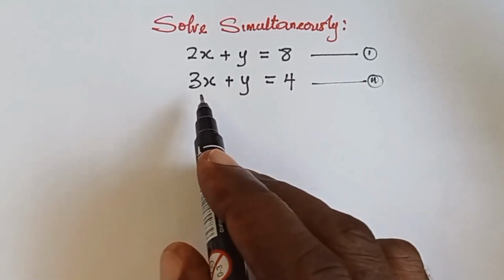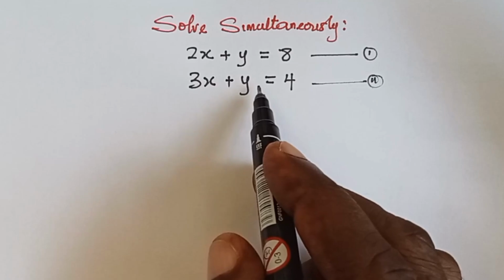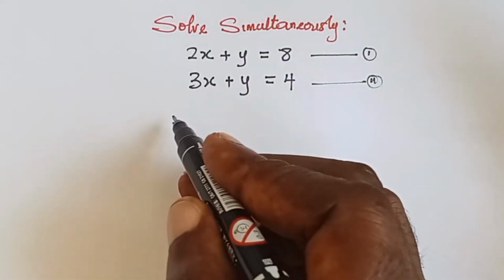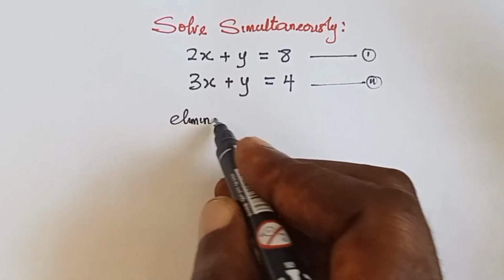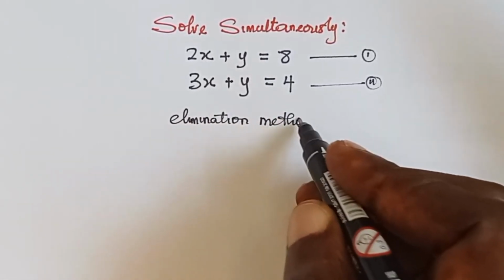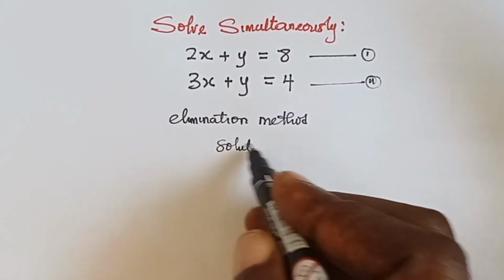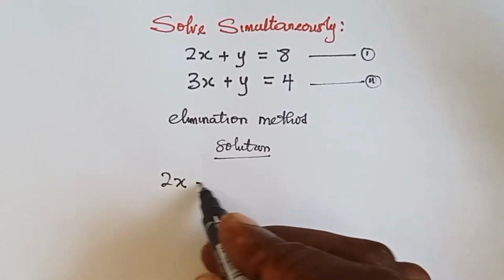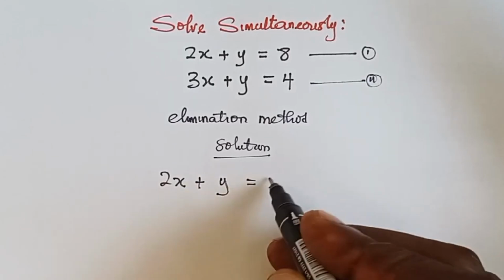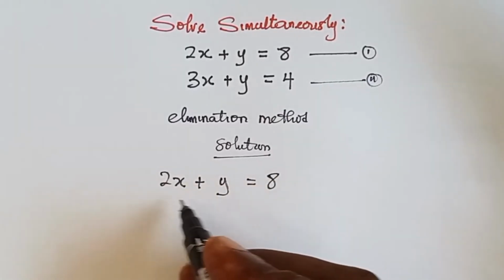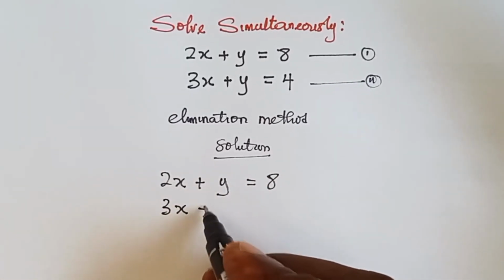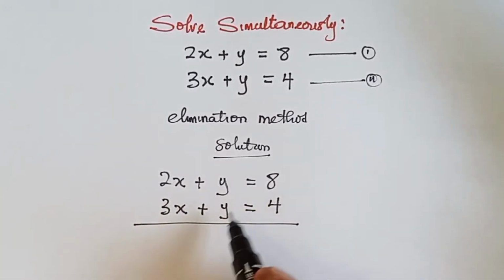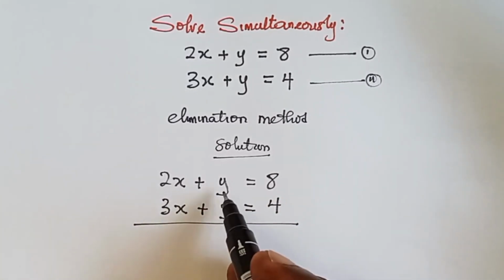In this video, we want to solve this simultaneous equation using the elimination method. Right, we want to use the elimination method. Now, solution. In the elimination method, we tend to eliminate one of the variables. So it depends on the equation we have. We can eliminate x or eliminate y by adding or subtracting equation 2 from equation 1.